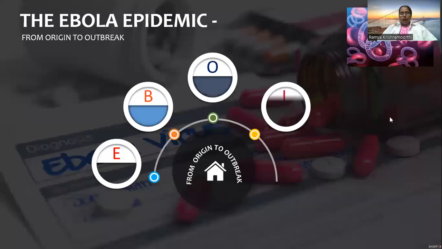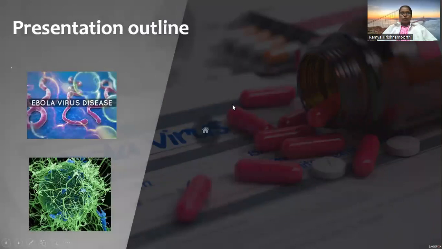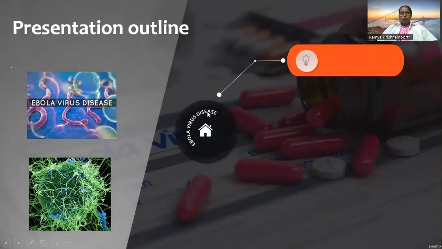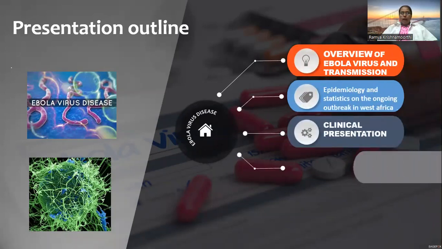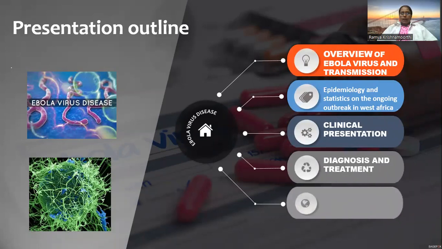For this topic, I will briefly review some background on Ebola virus, the current outbreak, and clinical manifestations of infection. Presentation outline. During this presentation, I will provide an overview of Ebola virus and discuss how it is transmitted. I will also review the epidemiology of the virus and provide a status update on the ongoing outbreak in West Africa. I will then discuss the clinical manifestations of disease, diagnosis, treatment, prevention, and finally, references.